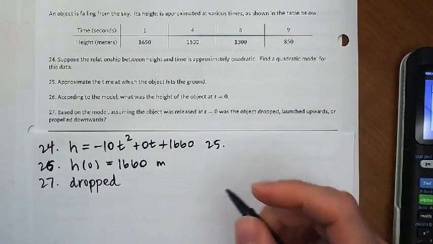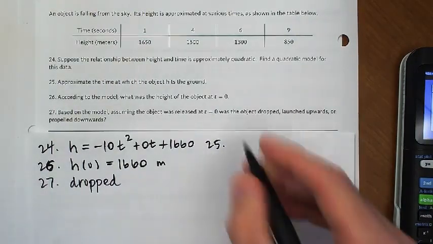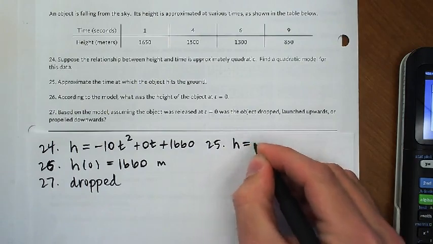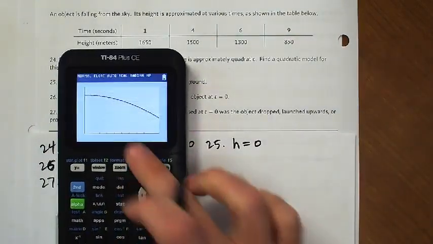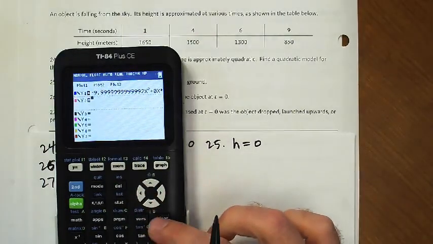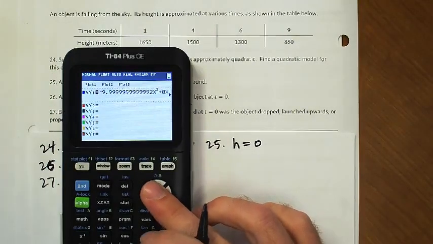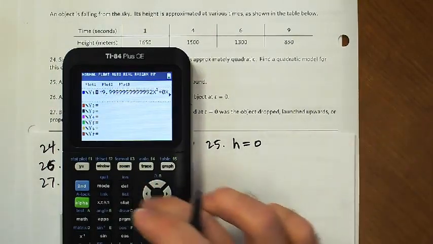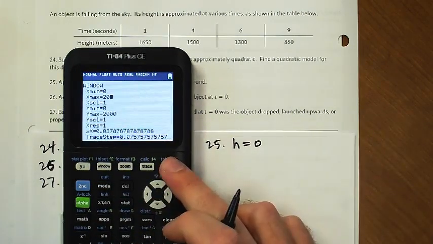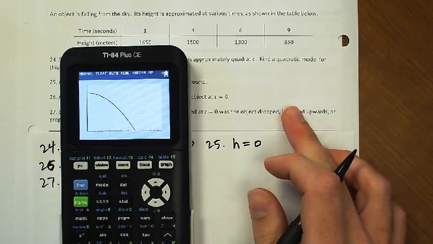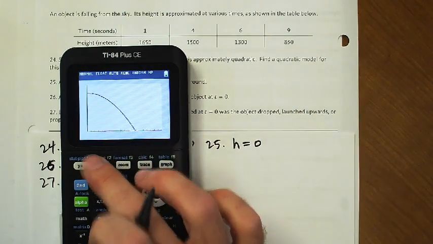So approximate the time at which the object hits the ground. That's something I want to know. When does h equal 0? What t gets me h equals 0? I can't quite see it. I want to get rid of this one because that's not going to be useful to me. Then I'm going to calculate a zero on the graph. On the window, I need to go a little bit bigger than 10. Maybe I go 20. Boom, there we go. All right, we have a zero.